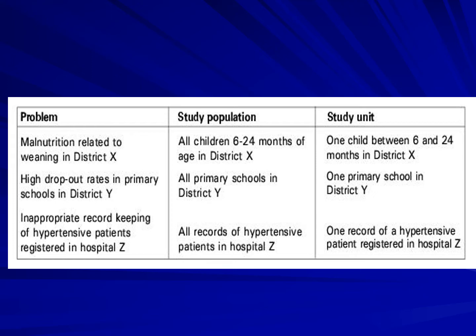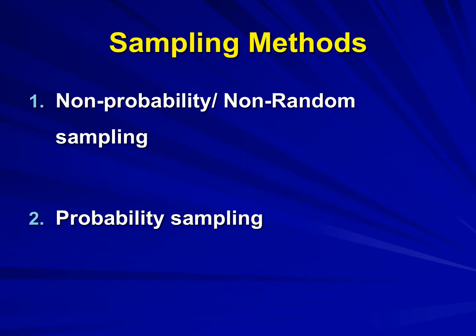Third scenario, if your study problem is inappropriate record keeping of the hypertensive patients registered in hospital Z. In that case, all records of the hypertensive patients in hospital Z will be your study population, and one record of a hypertensive patient registered in hospital Z will be your study unit. Selection of the calculated number of samples from the study population is done by a sampling method. Mainly, there are two types of sampling method.